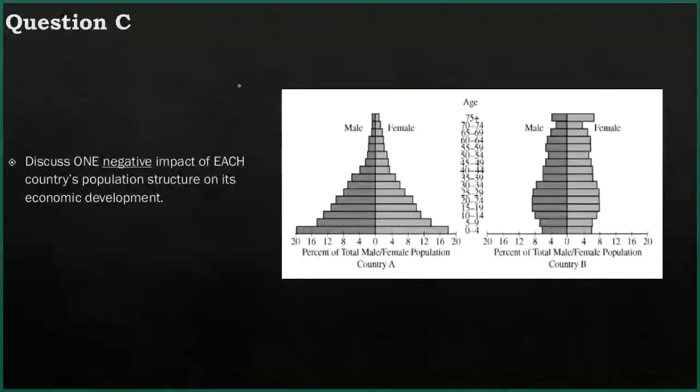All right. So I'm going to give the first one to Matthew. Matthew Brown, go ahead and give me the negative on country A. There's a high dependency. Like there's a lot of kids that can't work. Okay, so elaborate a little bit more on that. You're not wrong for sure. I just want to hear a little bit more on this.